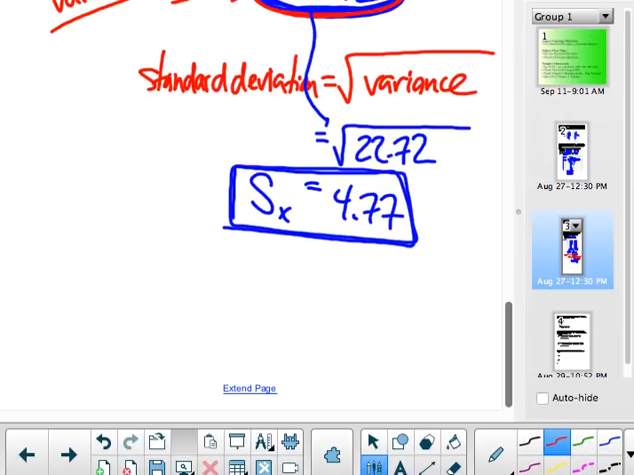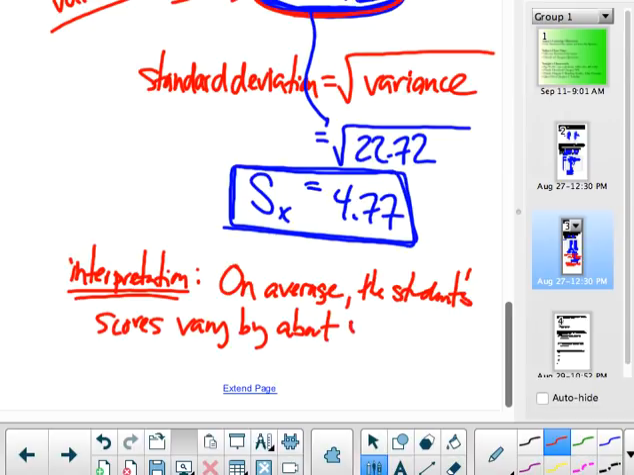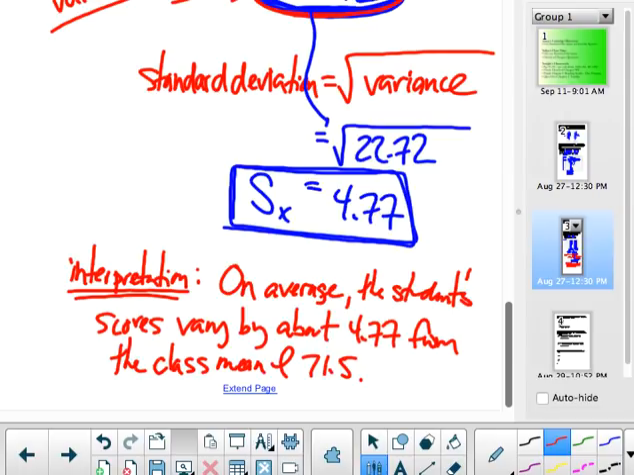So here's our interpretation. I'm going to get you used to writing interpretations, because this is something we'll see in lots of places throughout the year. What is the interpretation of that number, 4.77? We'll say something like this: on average, the students' scores vary by about 4.77 from the class mean of 71.5.